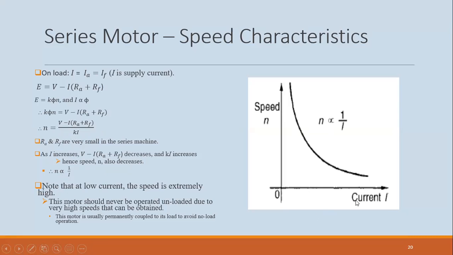Right? So at low current, the speed is extremely high though. And so there is a condition that you should not operate the series motor unloaded, because very high speed can develop at low load. All right, so a series motor would normally be coupled to its load to prevent the no load operation or that speed runaway.